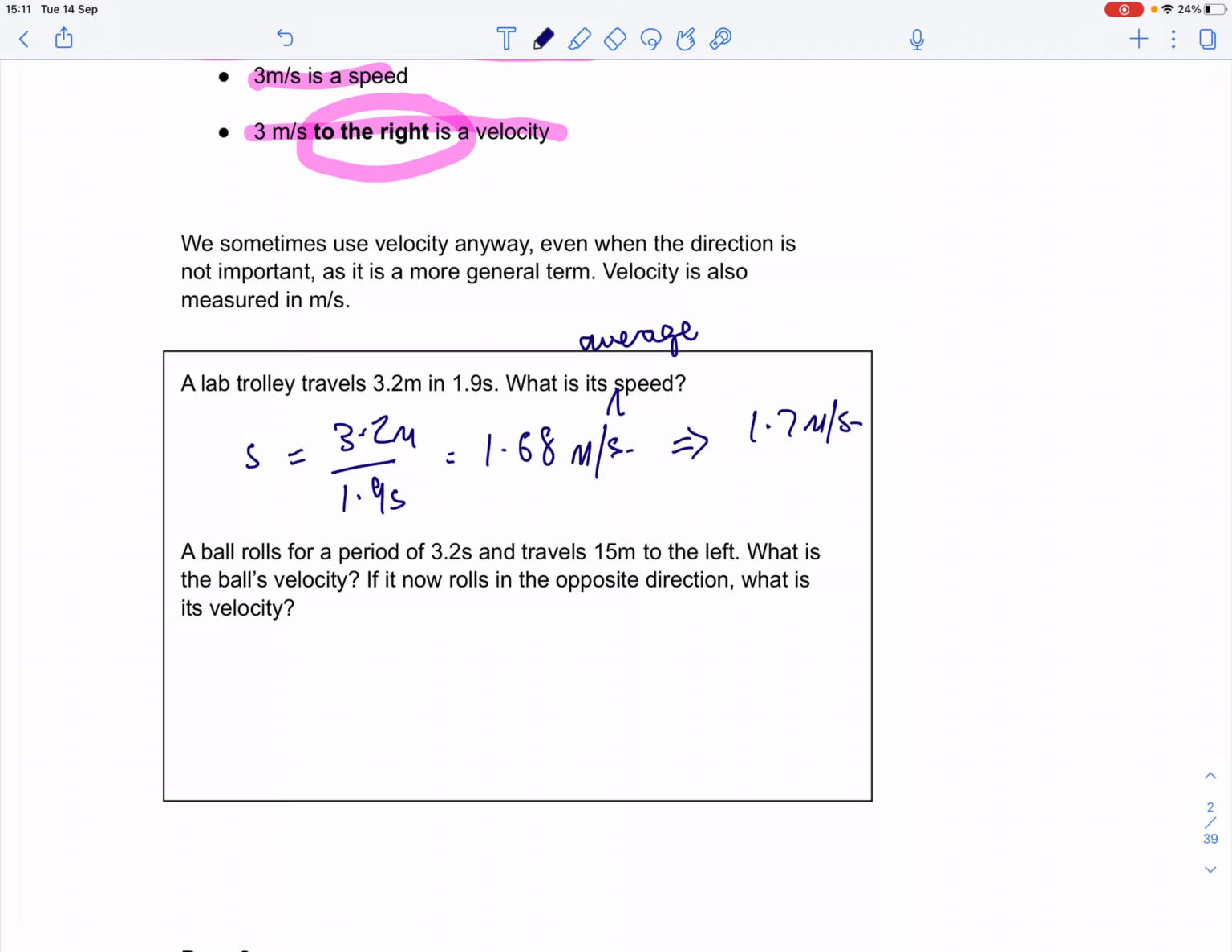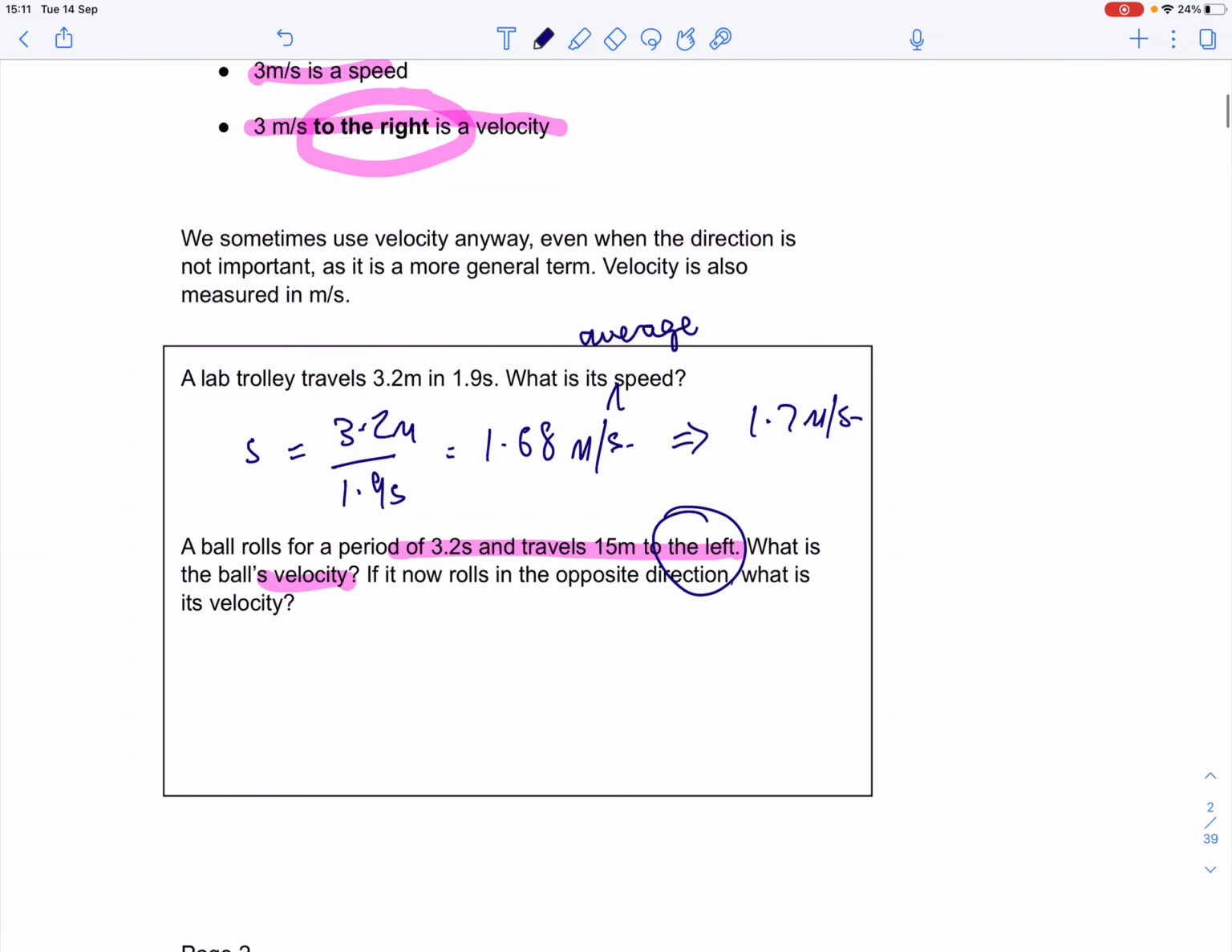This one here I'm not going to get the answer to, although I think the answer is something like 4.7 if you want to have a go at it. But it says a ball rolls for a period of 3.2 seconds and travels 15 meters to the left. Now technically that's the displacement. So we can work out the average velocity using those numbers, 15 divided by 3.2. But if we want the velocity, we will need to say that the velocity is to the left. And then again, if it rolls in the opposite direction, its velocity will be whatever the answer to that is. I think it's 4.7 to the right in the opposite direction.